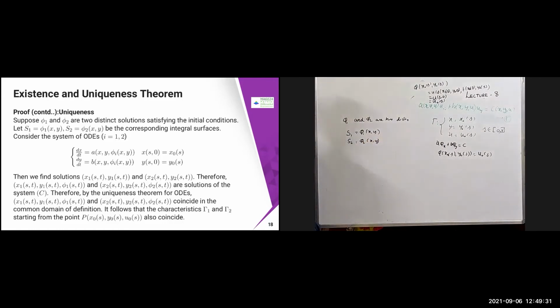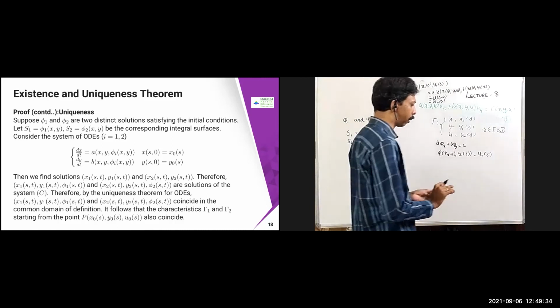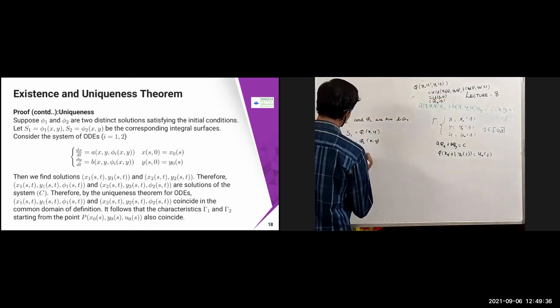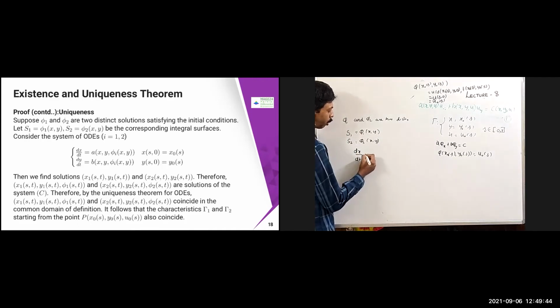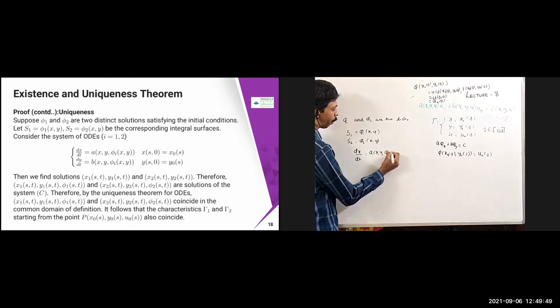Okay, so S1 and S2 are two corresponding surfaces. Therefore, what are we going to have? We are going to have two systems of ODEs. One is, because it's the integral surface, it has to satisfy the characteristic system. So dx/dt equals a(x, y, phi1(x, y)). Okay, that is one thing.